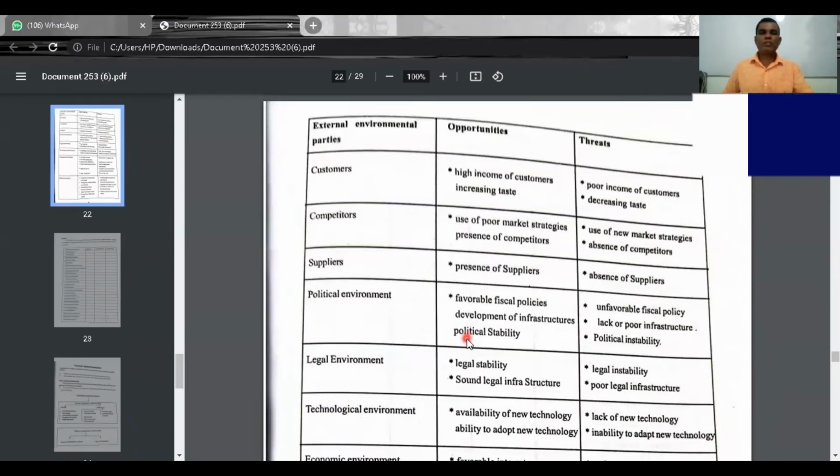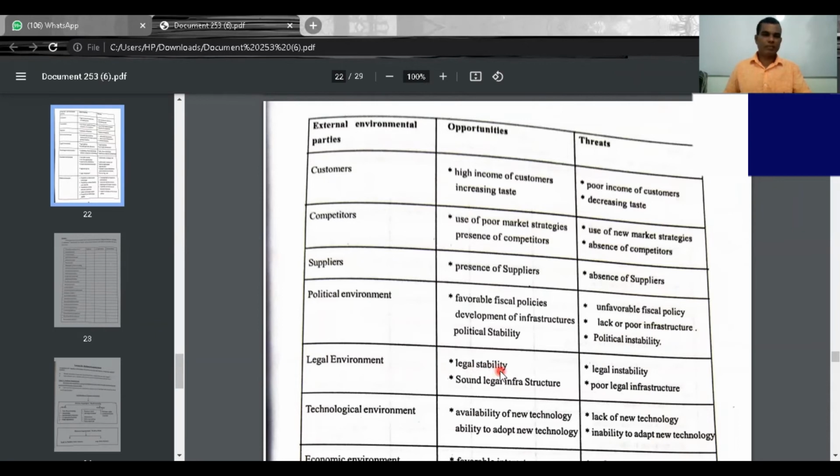Now here, so far we have discussed different external environment factors. Look at that example. Political environment. Here, if favorable fiscal policies are there, development of infrastructure, political stability, these are called opportunities. Now, unfavorable fiscal policy, lack of proper infrastructure, political instability, these are what? Threats.